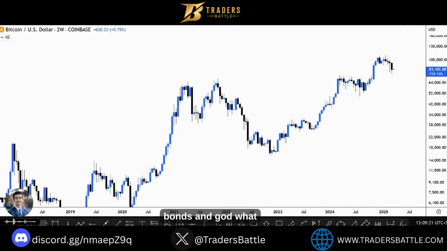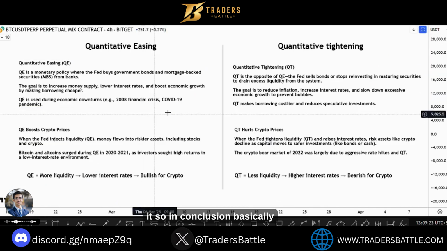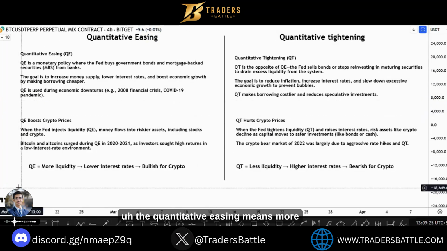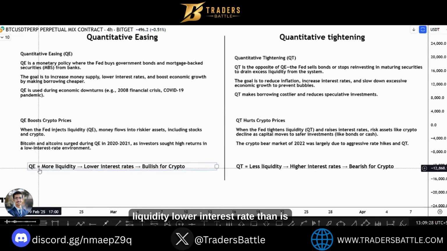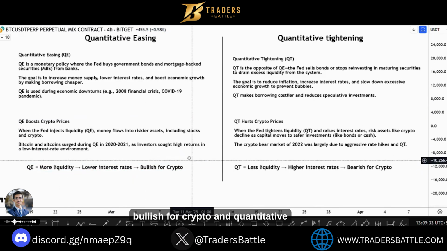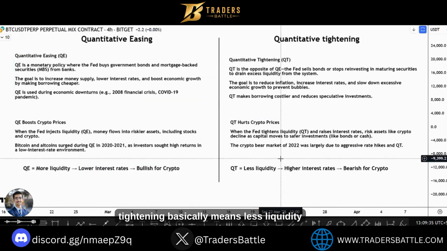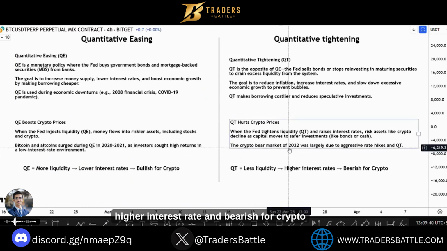Got it? So in conclusion, quantitative easing means more liquidity, lower interest rate, and that is bullish for crypto. And quantitative tightening means less liquidity, higher interest rate, and is bearish for crypto.